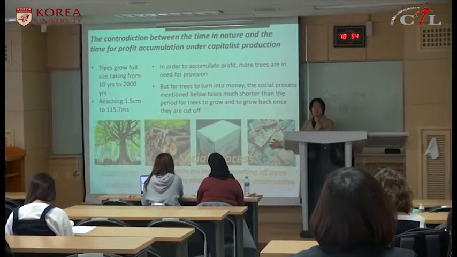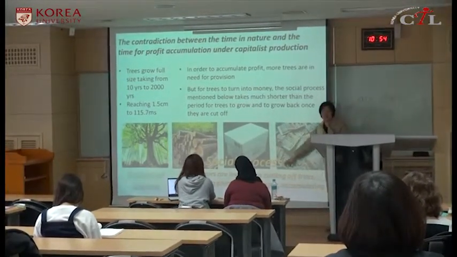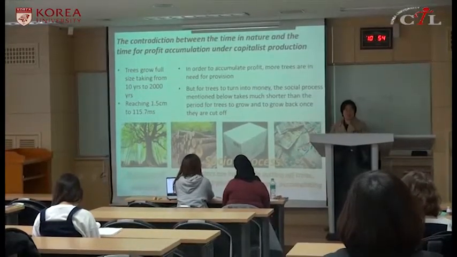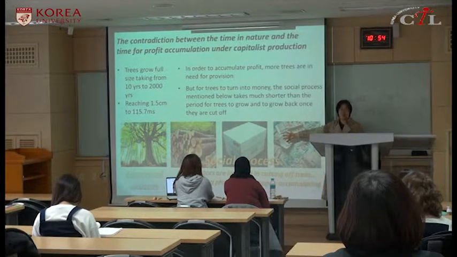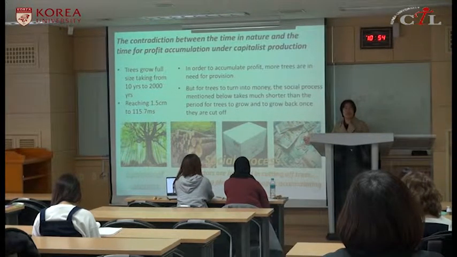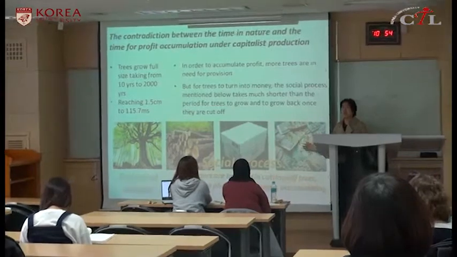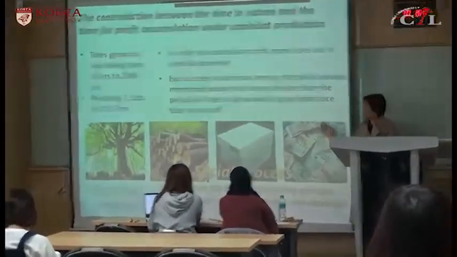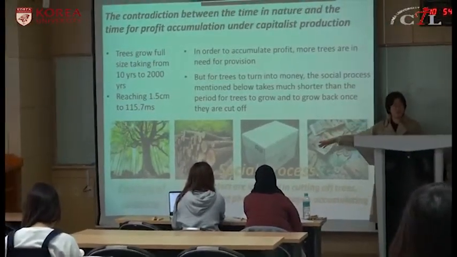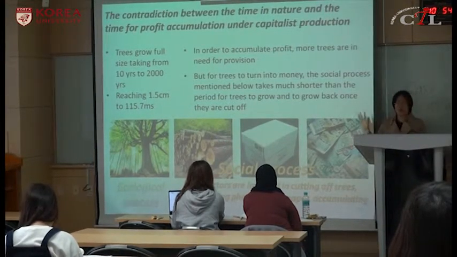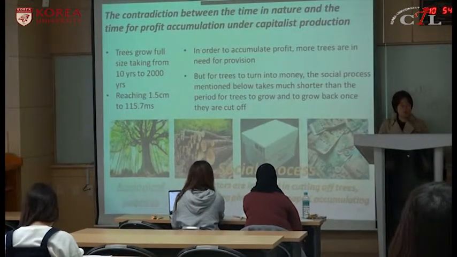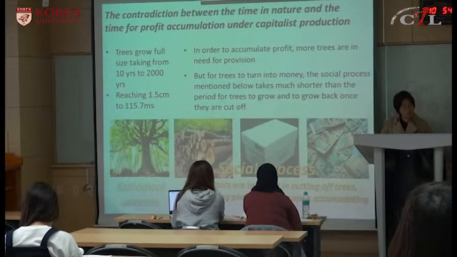But can you wait, in the social process? So that's why they consider, within the capitalist production system, the time in the social process to make money, and the time in the ecological process for a tree to grow, and for other members in the natural world too, to be in contradiction.